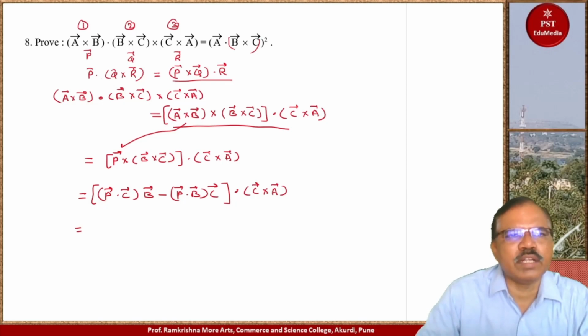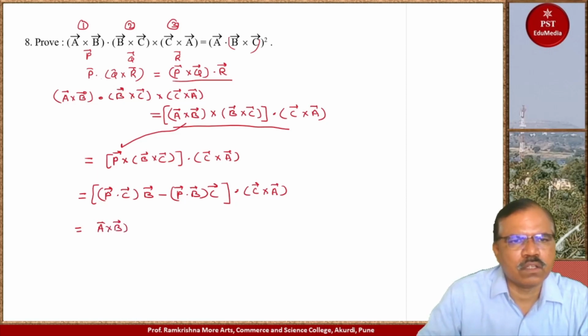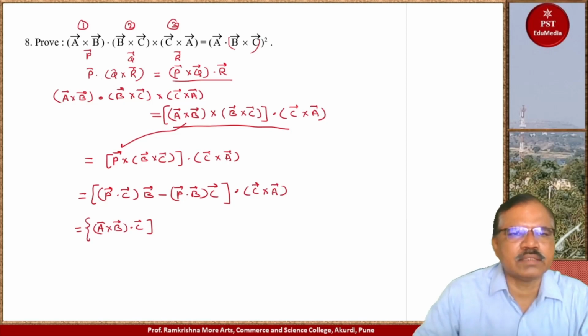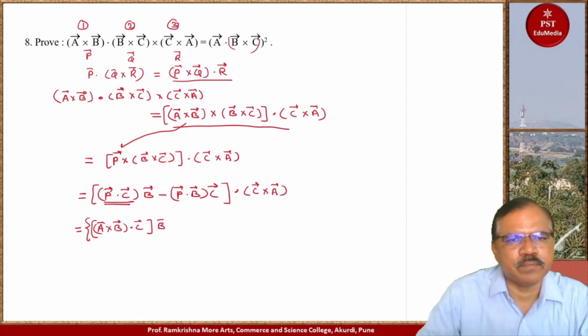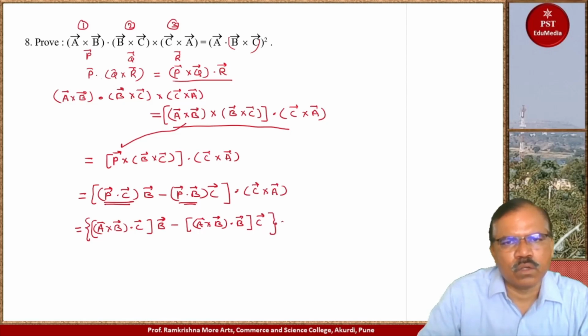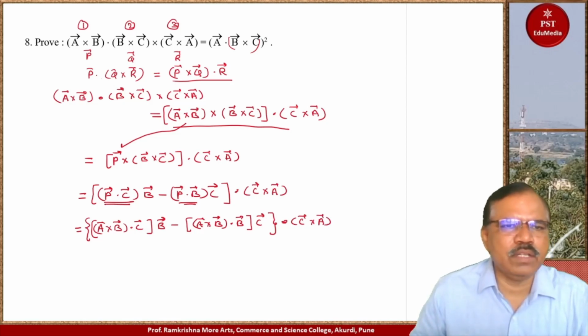Let us take the first bracket. What is P? P is A cross B. So we get here A cross B dot C multiplied by, I will take in curly brace, A cross B dot C multiplied by P, minus, for this I will take in square bracket, P is A cross B dot B multiplied by C, and then dot product with C cross A. Now see here, I have taken P dot C is equal to this, P dot B is equal to this. What is this P dot B?